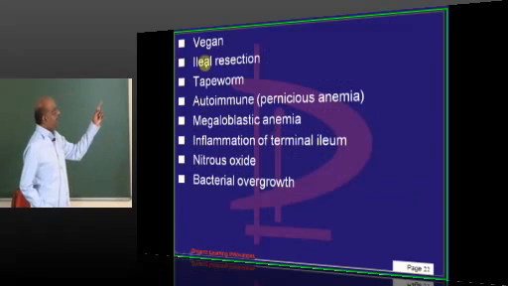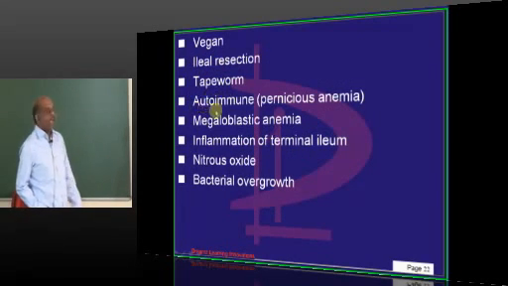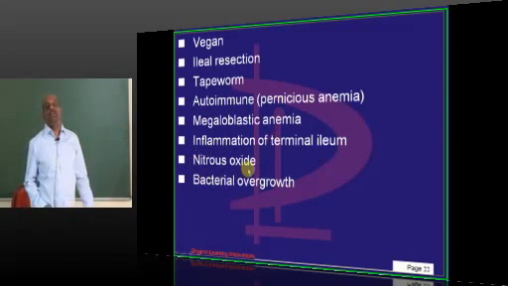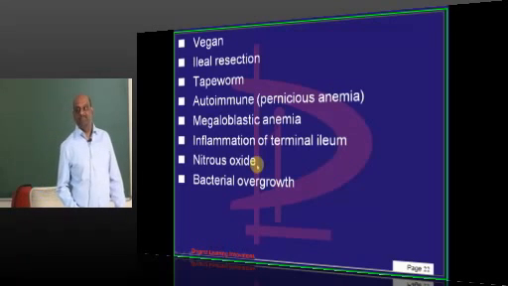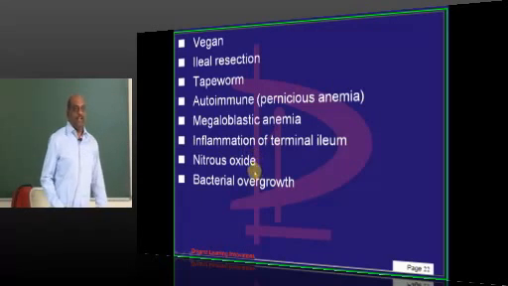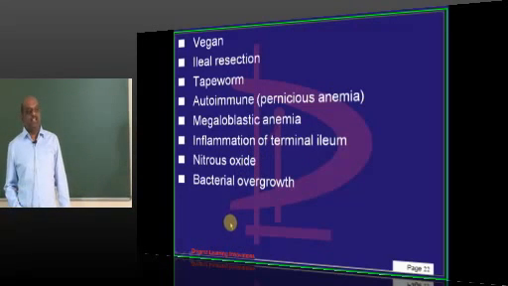So vitamin B12 deficiency: V for vegan, I for ileal resection, T for tapeworm, and etc. Nitrous oxide can cause vitamin B12 deficiency, don't forget. One of the favorite questions of the examiner. So what are you going to tell your anesthesia technician?